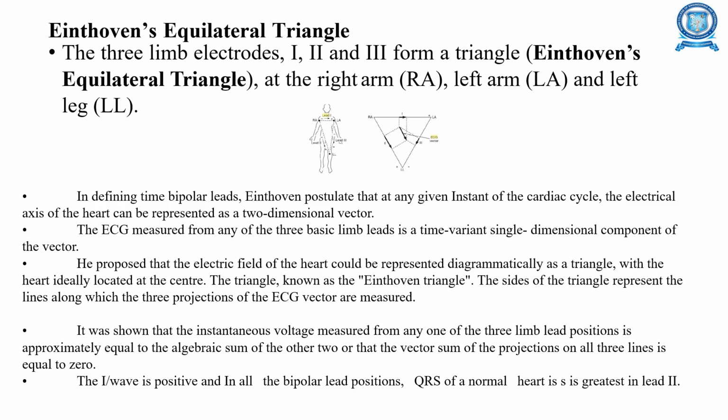The Einthoven triangle is formed by the right arm, left arm and left leg. So it is defining the three bipolar leads. At any instant of the cardiac cycle, the electrical axis of the heart can be represented by a two-dimensional vector. So he proposed that the electric field of the heart could be represented diagrammatically as a triangle. This triangle is known as the Einthoven triangle. The sides of the triangle represent the lines along which three projections of the ECG vector are measured.